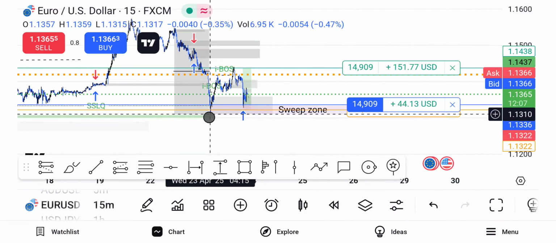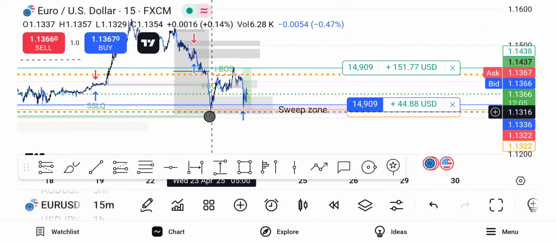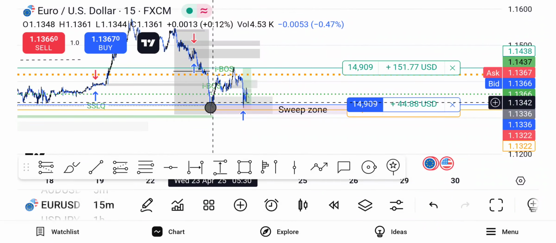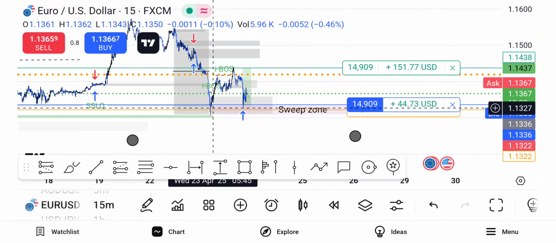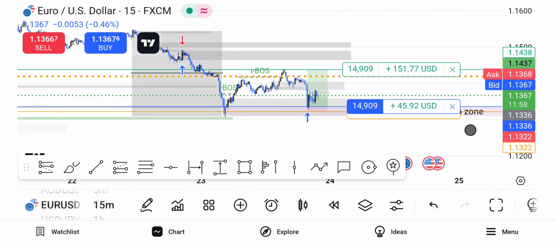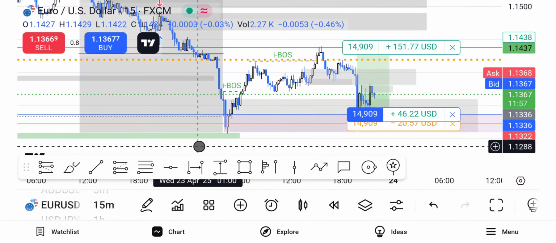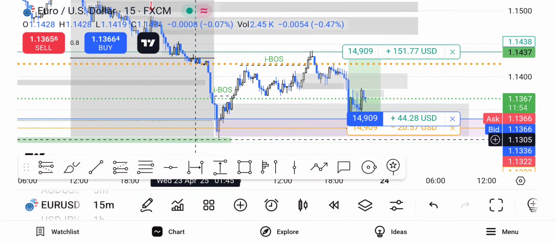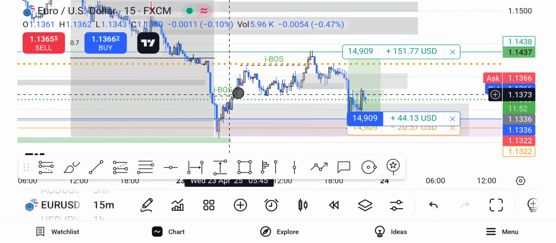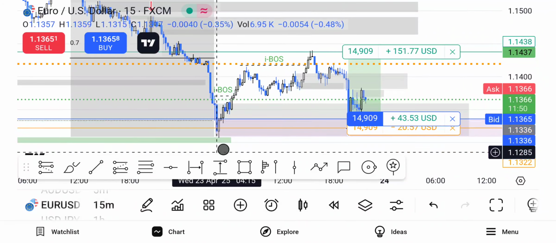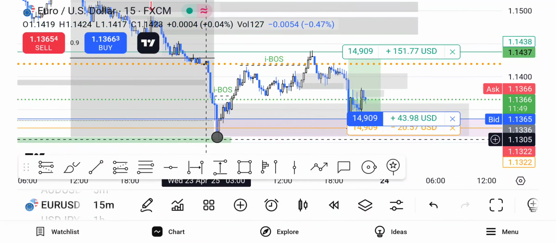So you can see that there is a liquidity sweep around this area, so I marked that sweep zone, and you can clearly see that I have marked an internal breakup structure around here. This gave me the confirmation that the pullback is over. After another internal breakup structure, I'm totally confirmed that the pullback phase of the 4-hour time frame is completely over.